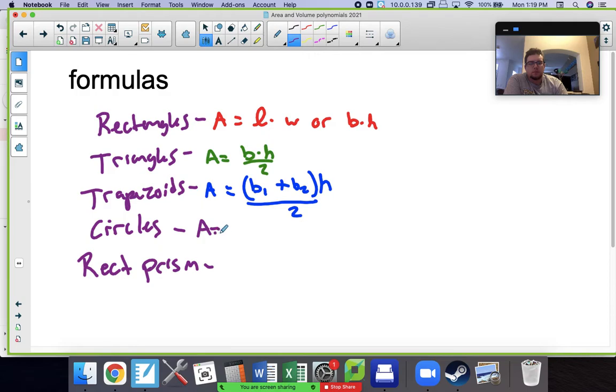Area is base 1 plus base 2 times the height divided by 2. Circles, pi r squared. And then rectangular prisms bring us volume, length times width times height.